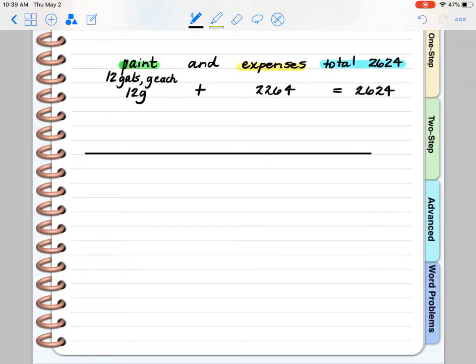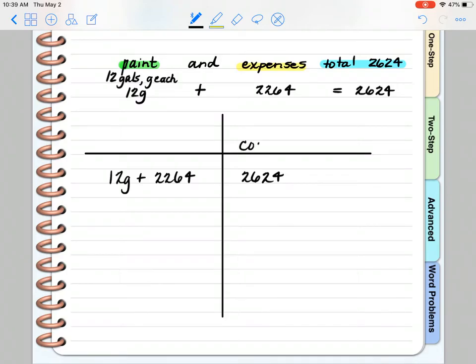So bring in a frame if you're using this method. And we have 12G plus 2264 equals 2624. So this is the constant, and this is the variable. Okay. So we're going to do this one.